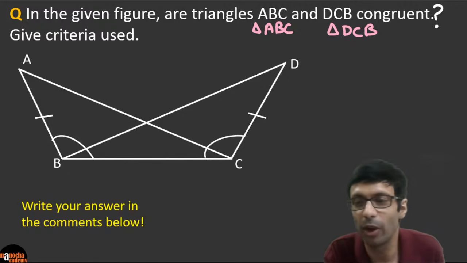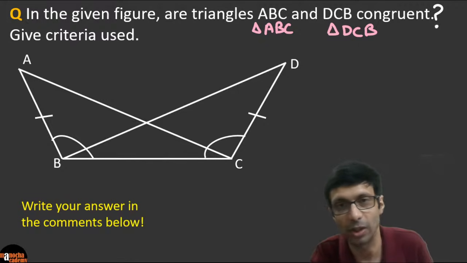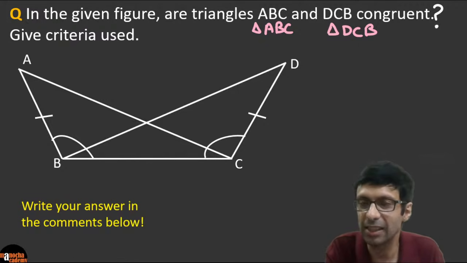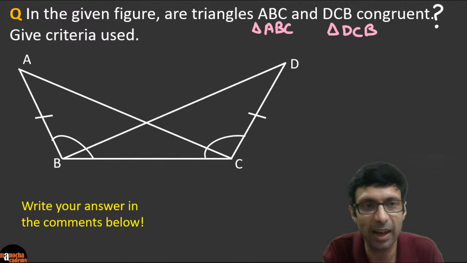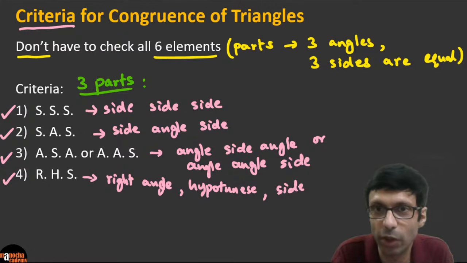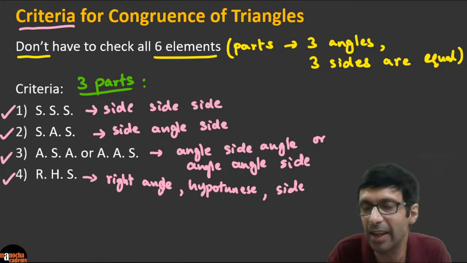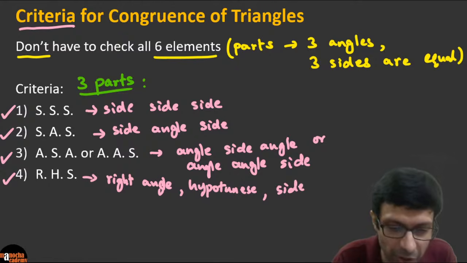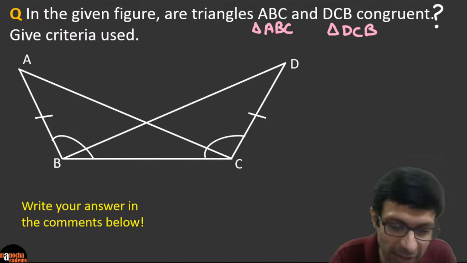Are these triangles congruent and what criteria did you use? That is very important. Did you go for SSS, SAS, AAS, ASA? Which out of these criteria did you use? SSS, SAS, ASA, AAS, or the right angle hypotenuse side one, RHS. All right guys, do try this homework question.